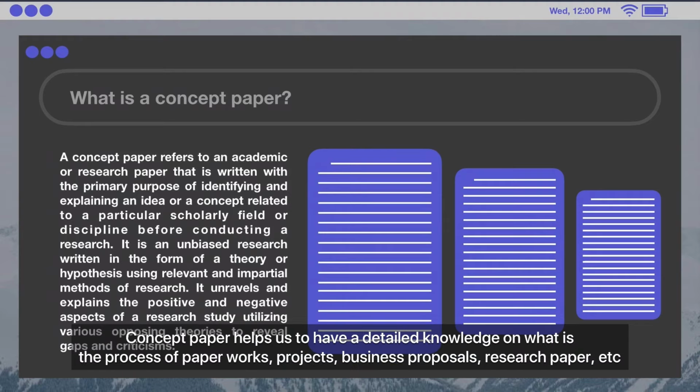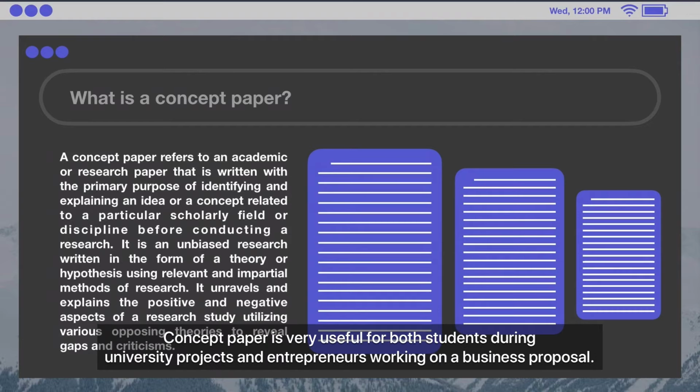A concept paper helps us to have a detailed knowledge on the process of paper works, projects, business proposals, research papers, etc. A concept paper is very useful for both students during university projects and entrepreneurs working on a business proposal.